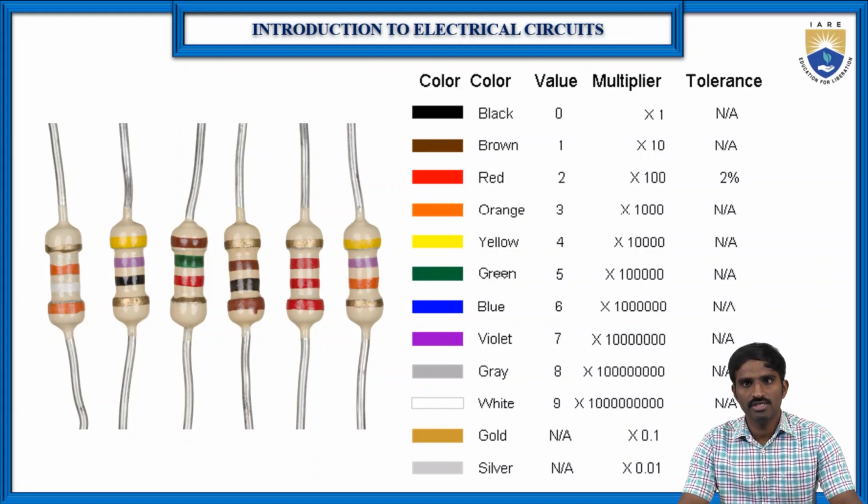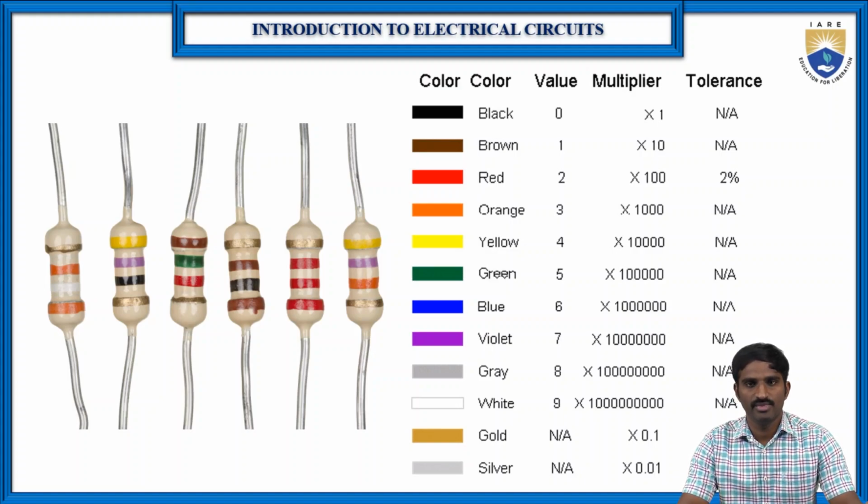Here, as you can see, for every color there is a value and a multiplier, as well as some tolerance. Of course, some colors have a tolerance value and most of the colors don't. Only the red color has 2% tolerance, and the remaining gold and silver also have some tolerance: gold is around 5% and silver is about 10%. So tolerance is nothing but the plus or minus of that particular value.